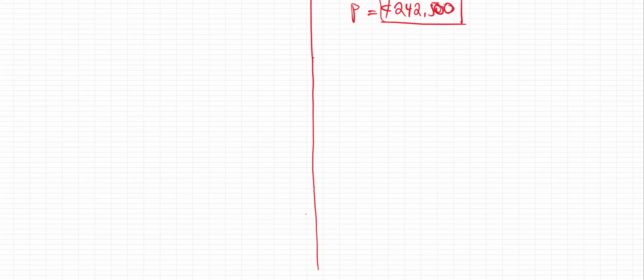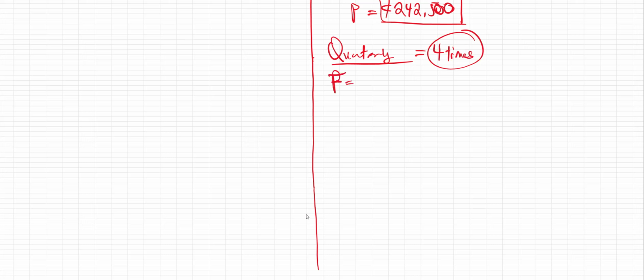Now we go to quarterly. Maybe interest is compounded quarterly. Quarterly means interest is compounded 4 times, because you have 4 quarters in a year, 3 months each. So we know our future value, our amount, is 500,000, but we want the principal. We know our rate was 15%, right? But how many times will we charge interest? 4 times.